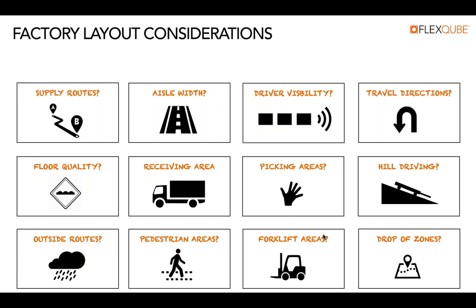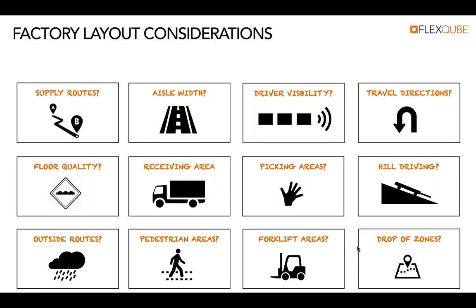When it comes to the layout, there are a lot of things to consider. You need to consider the supply routes and the aisles, the width, for example. The trend is to make more and more narrow aisles to save space, and that will have a huge impact on the choice of carts, for example, and the transport method.